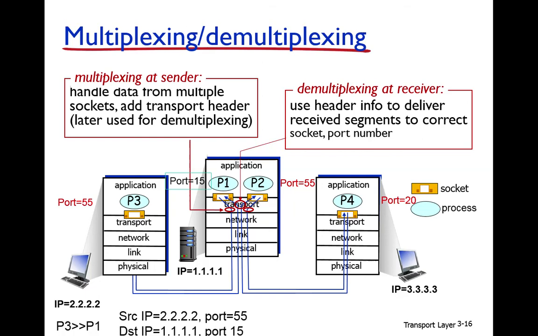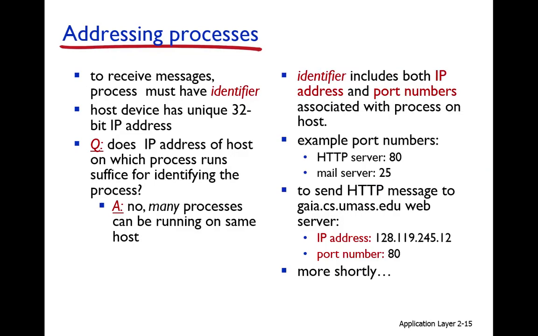Okay. The IP address is not sufficient, because the IP address is used for identifying the host machine, but on a machine there may be many applications running on the same host. So to identify the application on a host, we use another identifier called the port number. Both IP address and port number together uniquely identify a particular application process on a host.